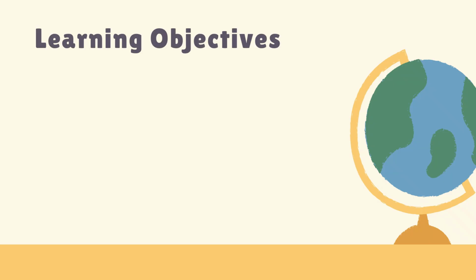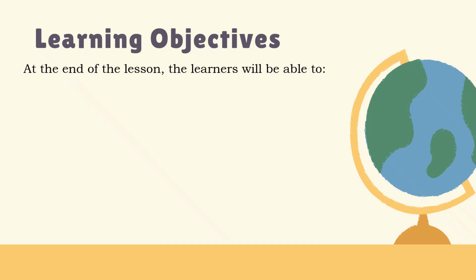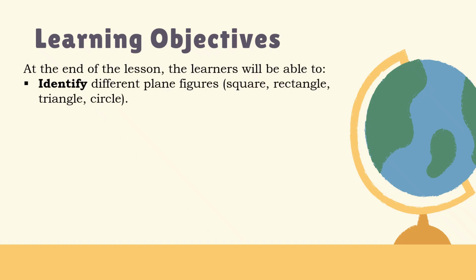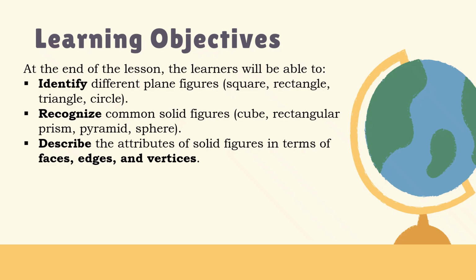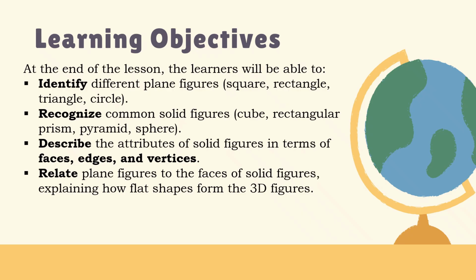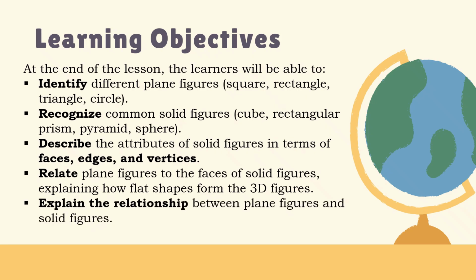Learning objectives. At the end of the lesson, the learners will be able to identify different plane figures: square, rectangle, triangle, and circle. Recognize common solid figures like cube, rectangular prism, pyramid, and sphere. Describe the attributes of solid figures in terms of faces, edges, and vertices. Also, relate plane figures to the faces of solid figures, explaining how flat shapes form the 3D figures. Lastly, explain the relationship between plane figures and solid figures.